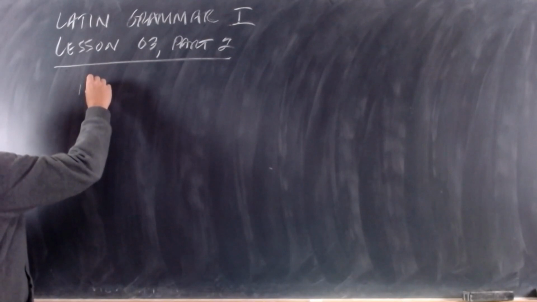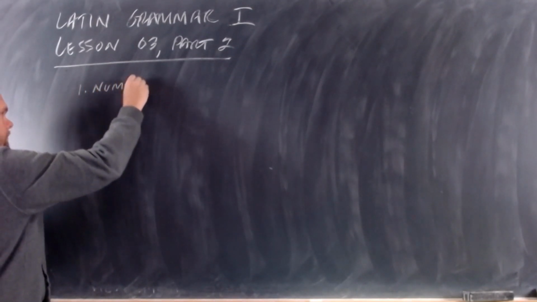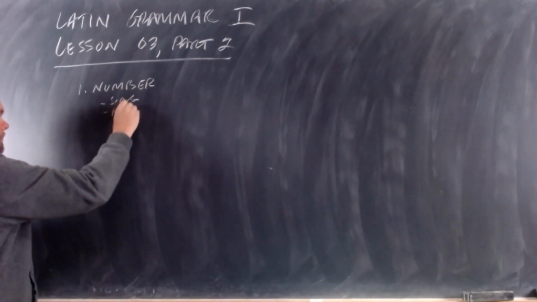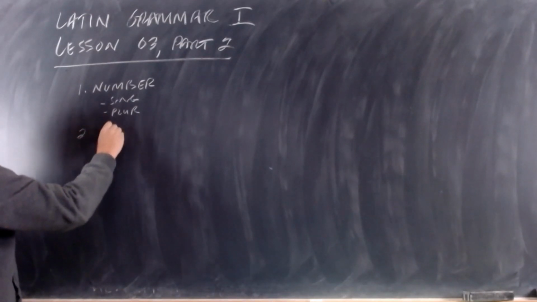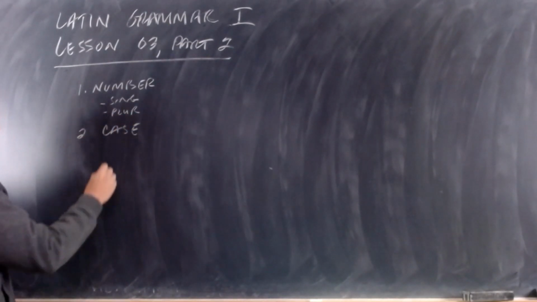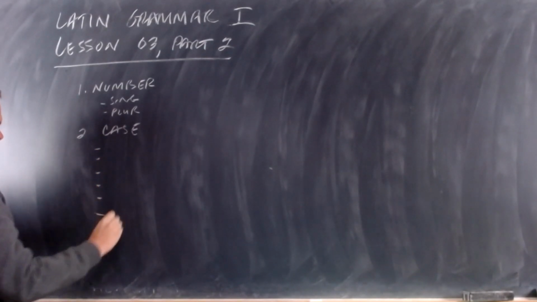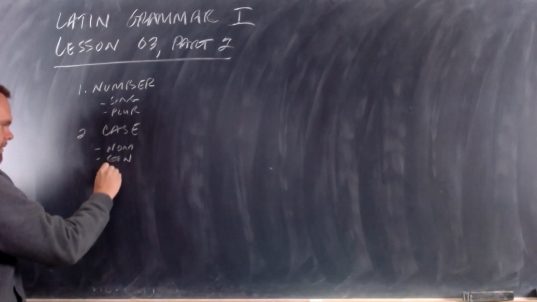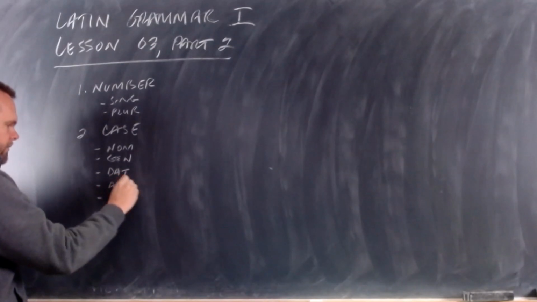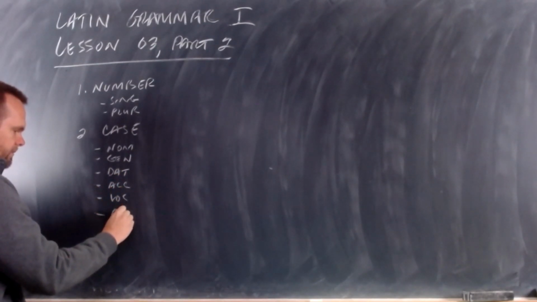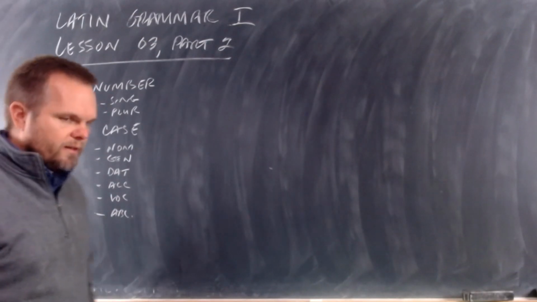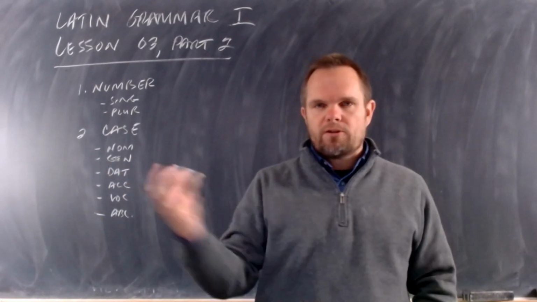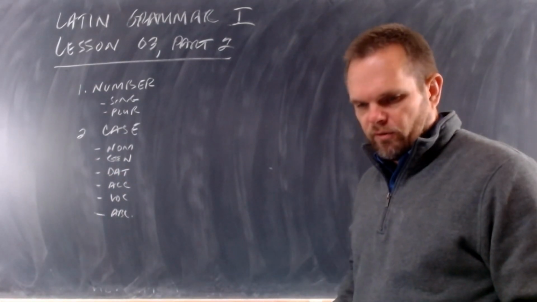The first accident was number. And the options are singular and plural. The second accident was case. And we said there are 6 cases. 1, 2, 3, 4, 5, 6. The first case was nominative, then genitive, then dative, then accusative, then vocative, then ablative. If you didn't get a chance to watch that lesson where we went through those other parts of speech, just go back and watch that video and you can review that.